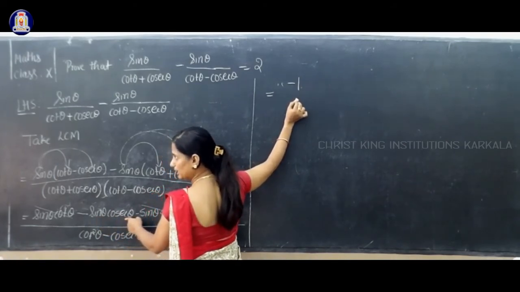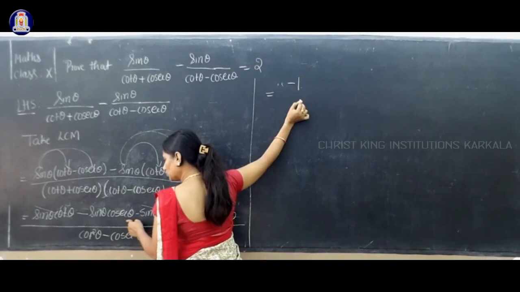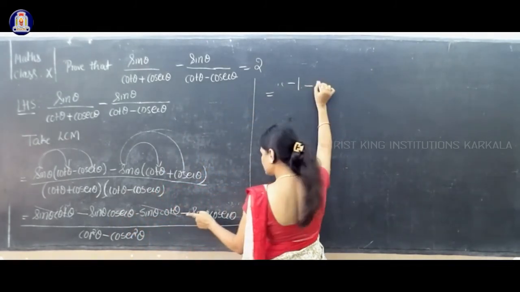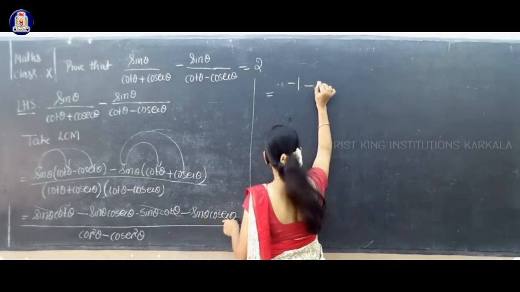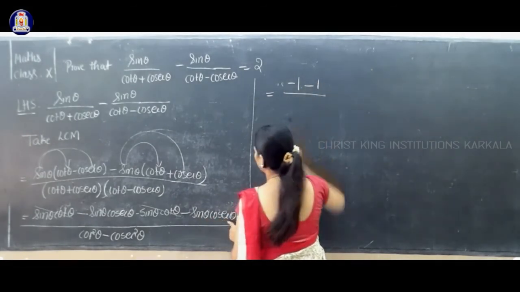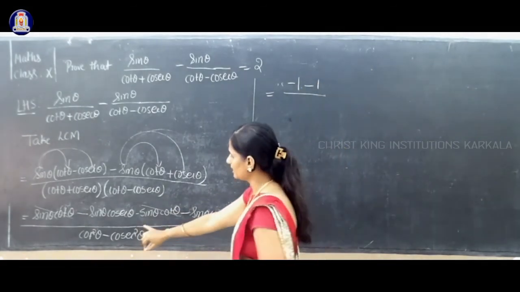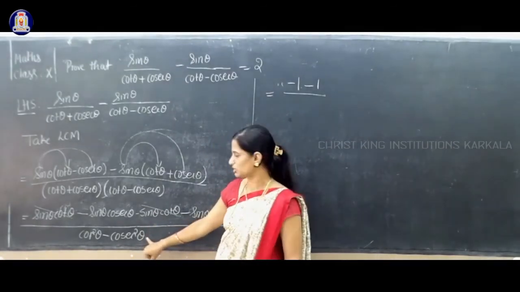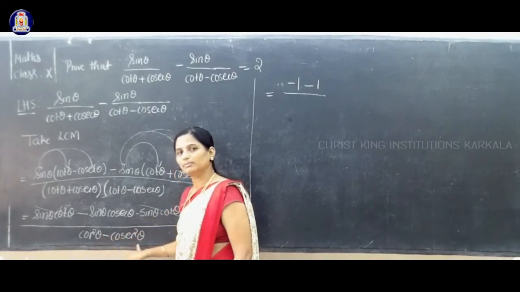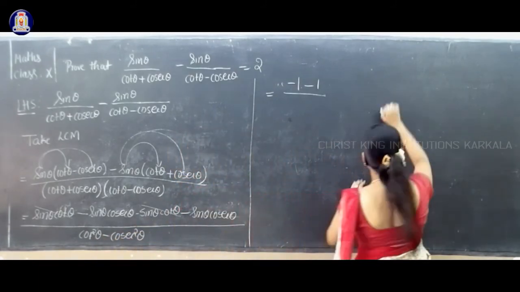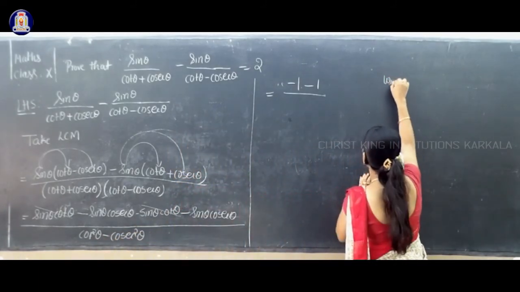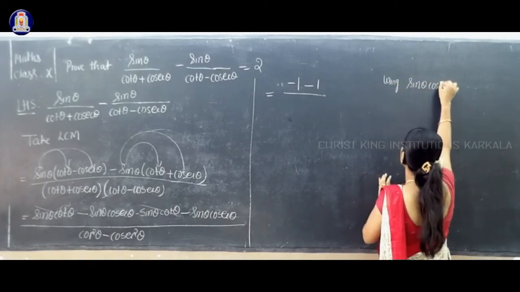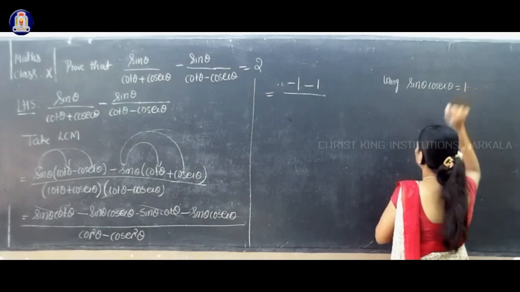Search from your formula list. Sin theta into cosecant theta is 1. Minus again, sin theta into cosecant theta is 1, divided by cot square theta minus cosecant square theta. From your formula list, search: is there cot square theta minus cosecant square theta? Using the first one, sin theta into cosecant theta is equal to 1.